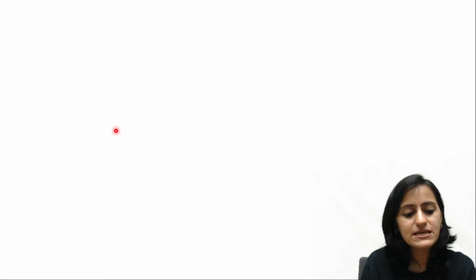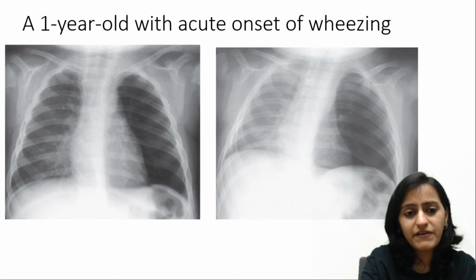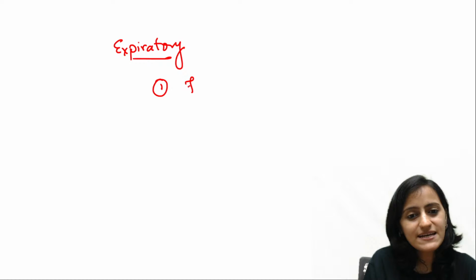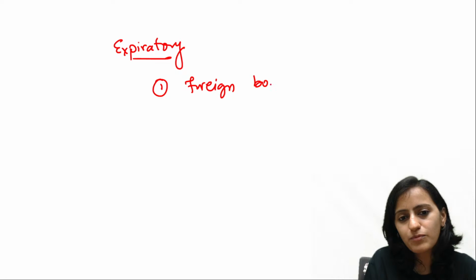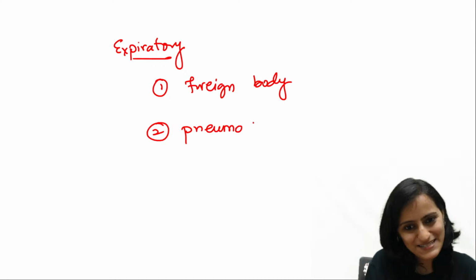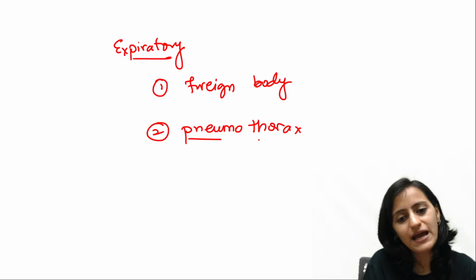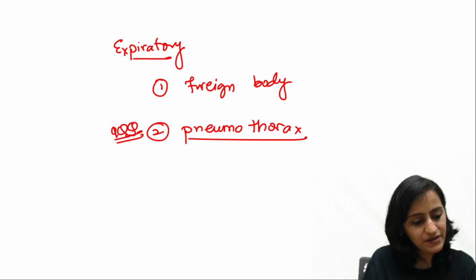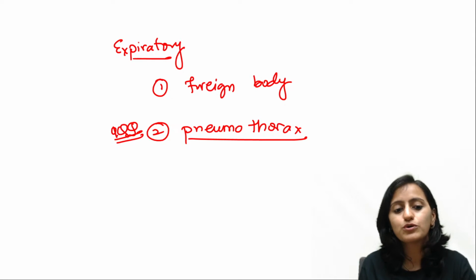Where else do we take the expiratory view of chest x-ray? One we said, which we already saw, is foreign body. Second one, very important, yes, very correct, that is pneumothorax. Now this is again a frequently asked question in your exam. Why do we do an expiratory view in pneumothorax?